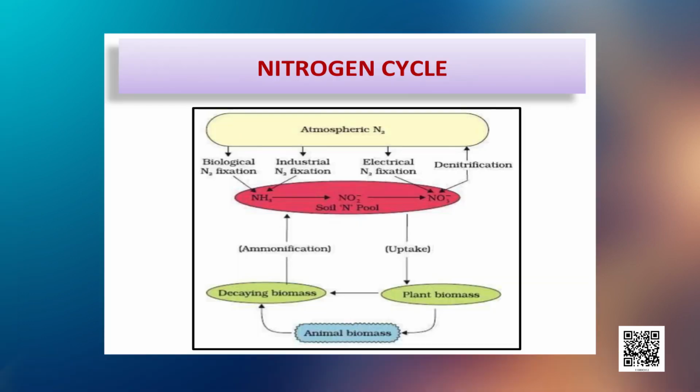There are three methods of nitrogen fixation. The first one is the biological nitrogen fixation, the process in which atmospheric nitrogen is converted into usable forms of nitrogen by the agency of living organisms. Rhizobium bacteria, cyanobacteria and various other microorganisms help in the process.